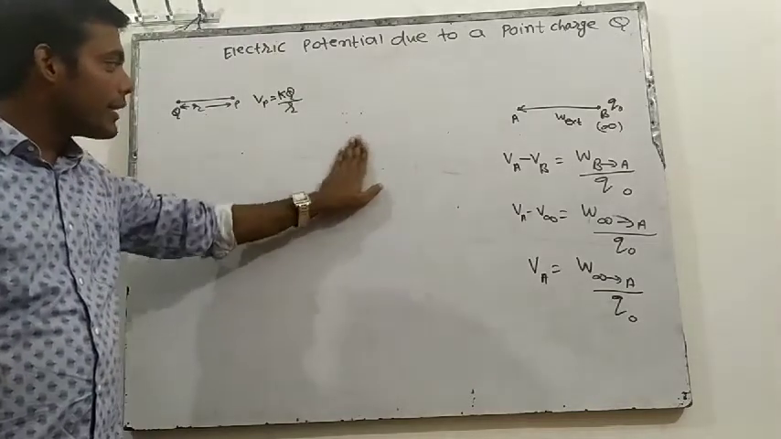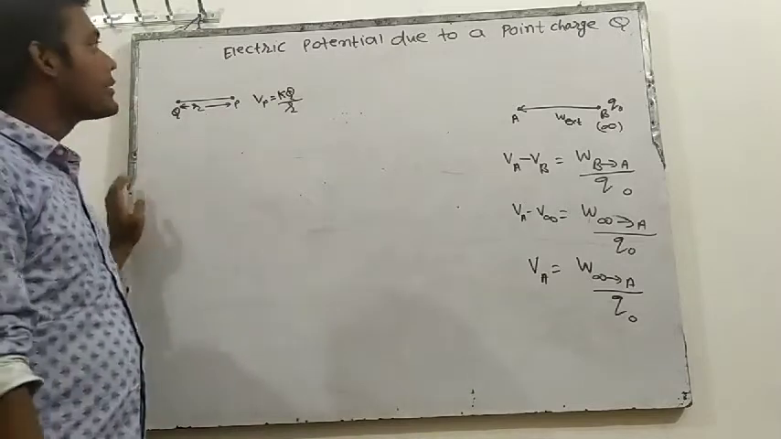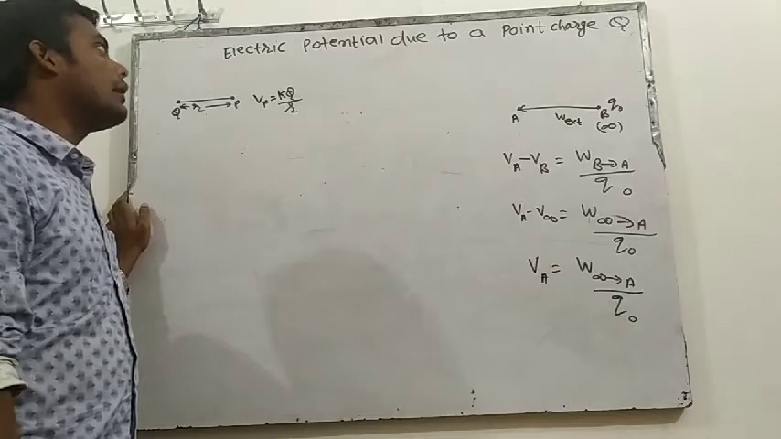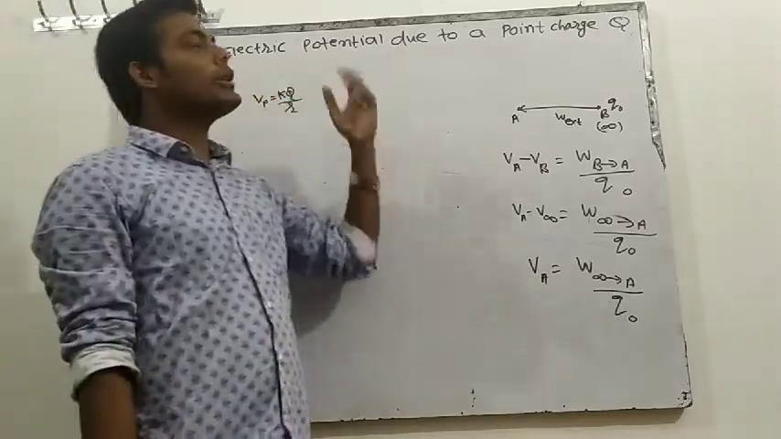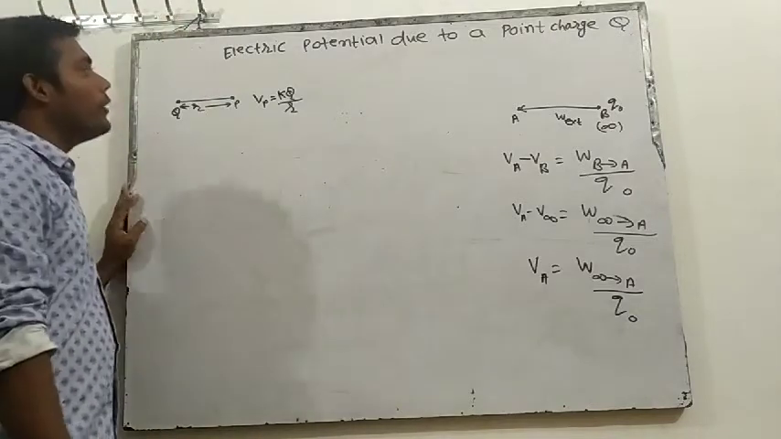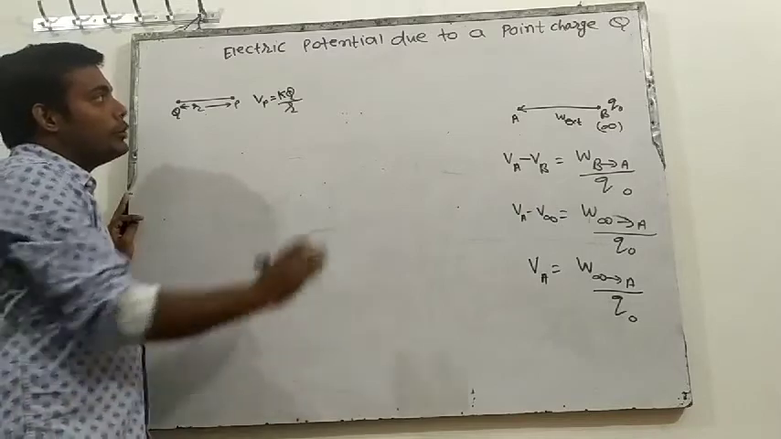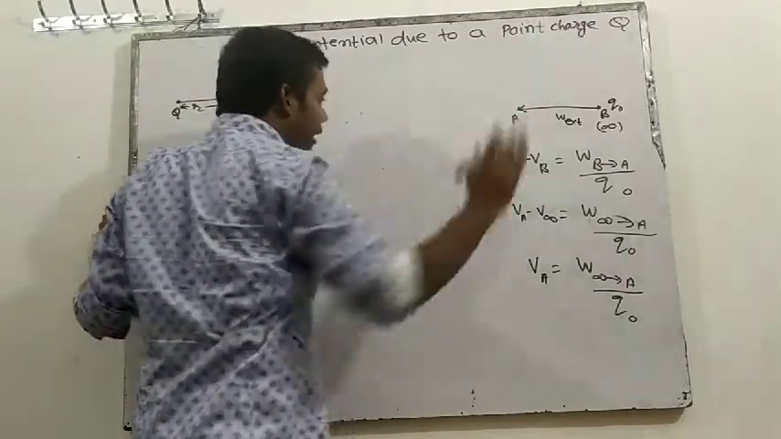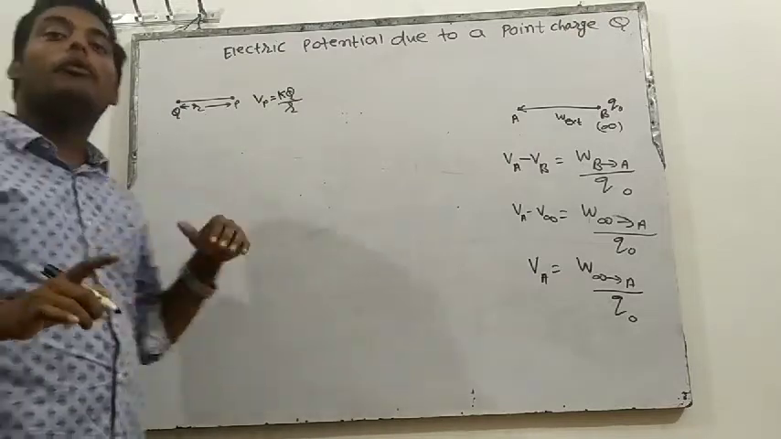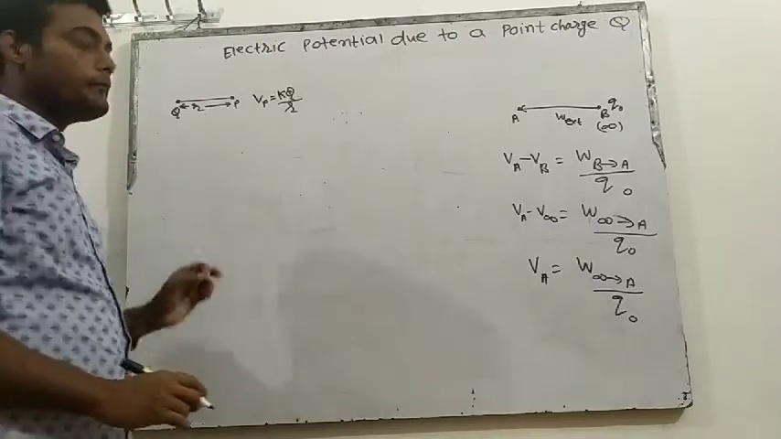This is my second chapter of class 12, that is potential and capacitance. In the second chapter, I am taking the third lecture, that is electric potential due to a point charge capital Q. What we want to find is electric potential due to a charge capital Q. Now see how we will find this.